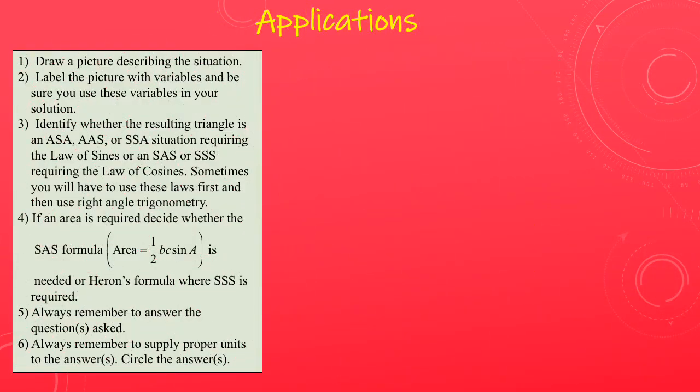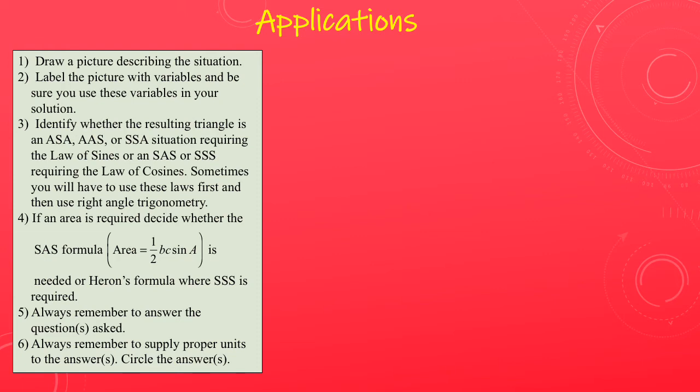In our Chapter 3 study of right-angled trig, we examined real-life applications. We continue that study to oblique triangles, but are no longer confined to triangles with right angles. This allows us to have more realistic problems. So as before, we draw a picture to describe the situation, and then label the picture with variables, being sure to use those variables in your solution.